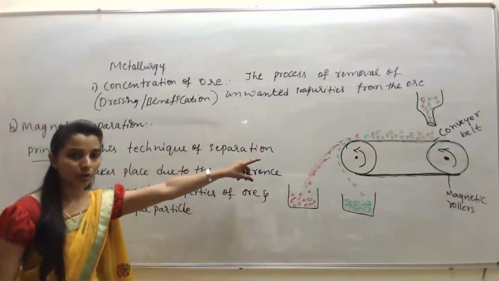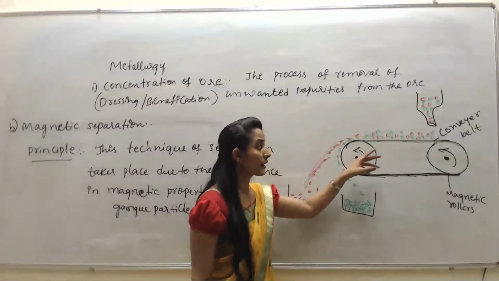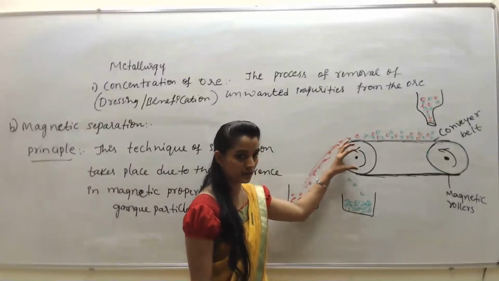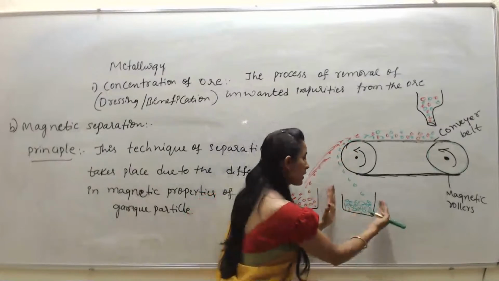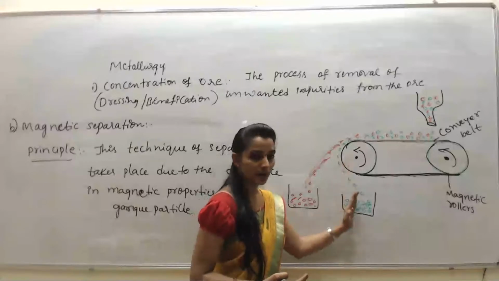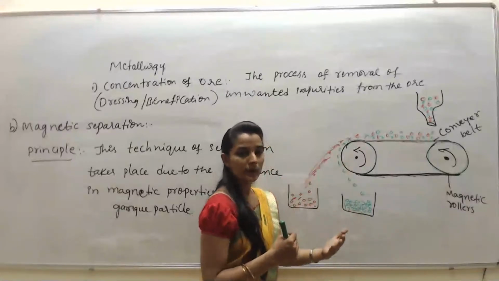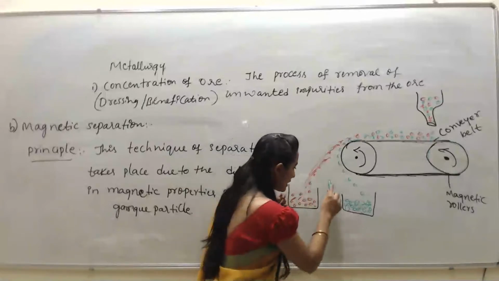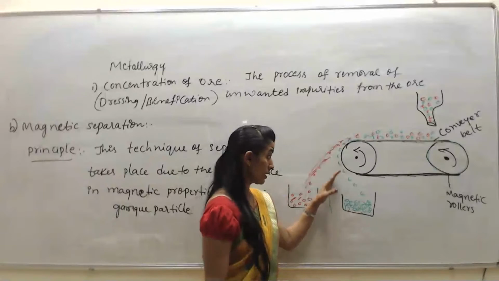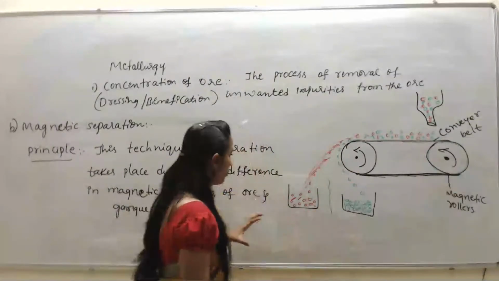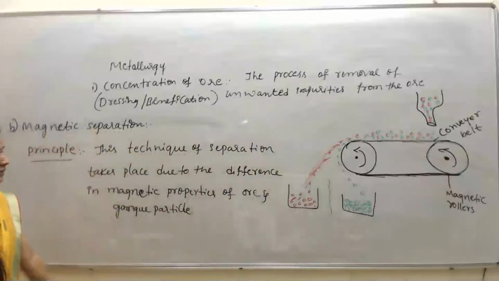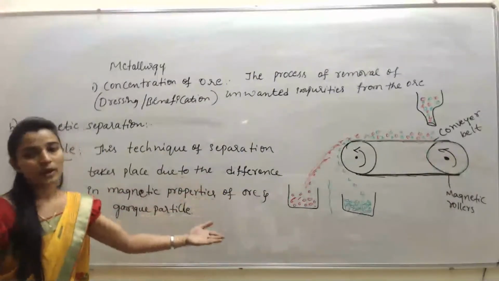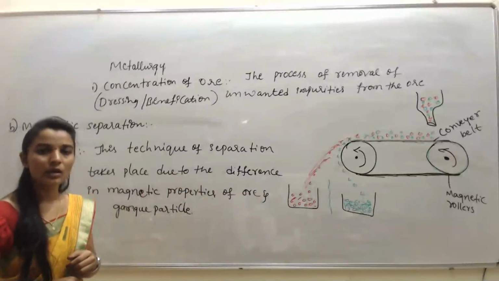So here what happens? The powdered ore, which consists of gangue and ore particles, is carried by a conveyor belt around these magnetic rollers. We are considering iron ore here. The ore particles are attracted by the magnetic field, so they fall near the magnetic roller. And the gangue particles are repelled or less attracted by the magnetic field, so they fall somewhat away from the magnetic roller. So we can easily separate these impurities from this type of ore. Okay, so this is the principle: this technique of separation takes place due to the difference in magnetic properties of ore and gangue particle. Either the ore may be attracted by the magnet or the gangue may be attracted by the magnet.